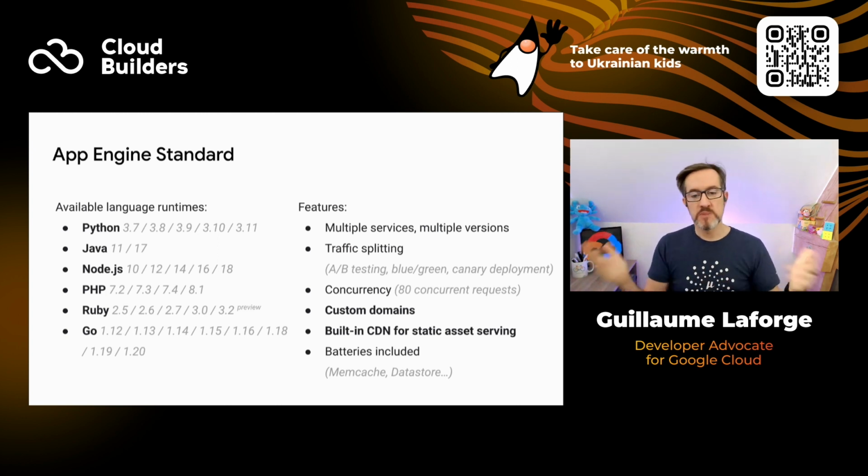So in 6 months or before the end of the year, you should have Java 20 if you want to use that. A couple of things that I really like: traffic splitting. So if you want to have different versions of your application and split traffic, do A/B testing, blue-green deployments, etc., you can do that. Concurrency, so there's a high level of concurrency. You can have custom domains, and a key thing that I like, it's the built-in CDN for static asset serving.